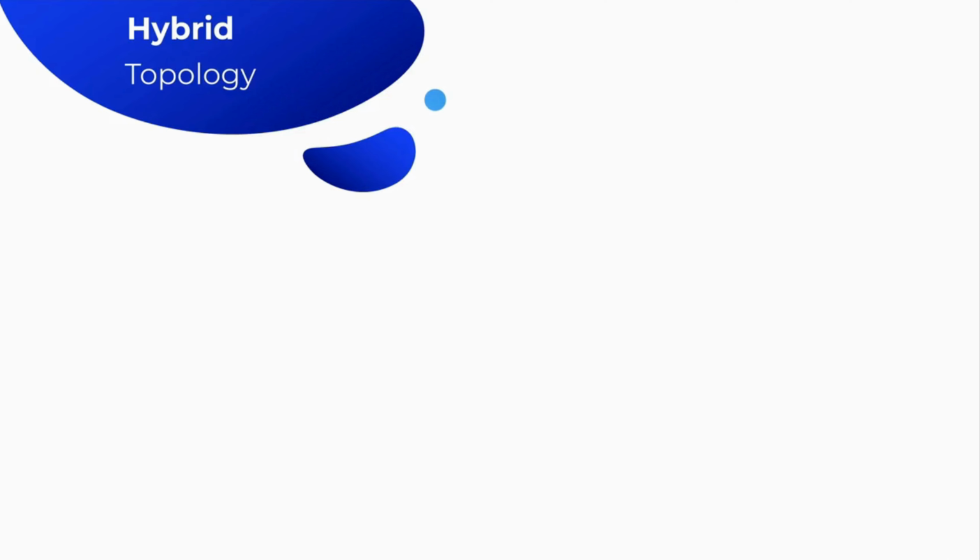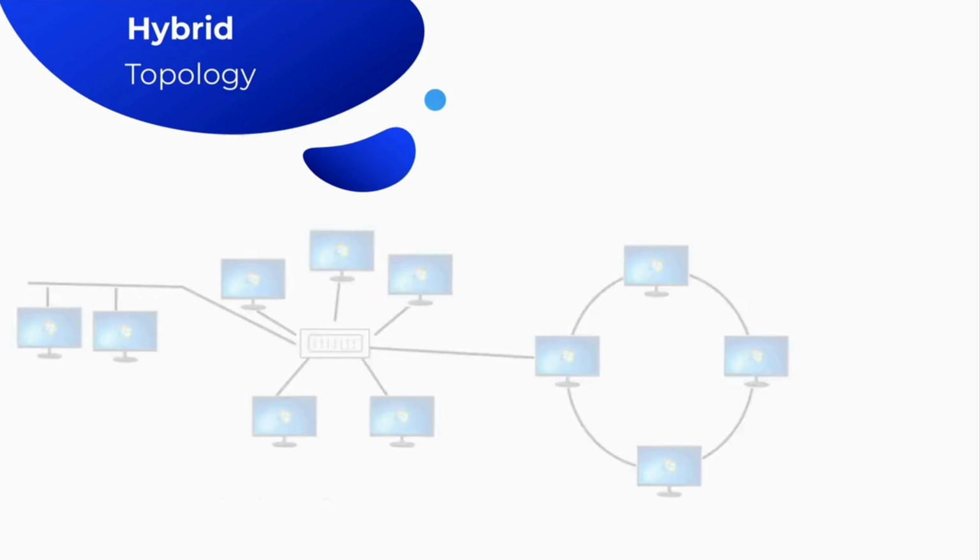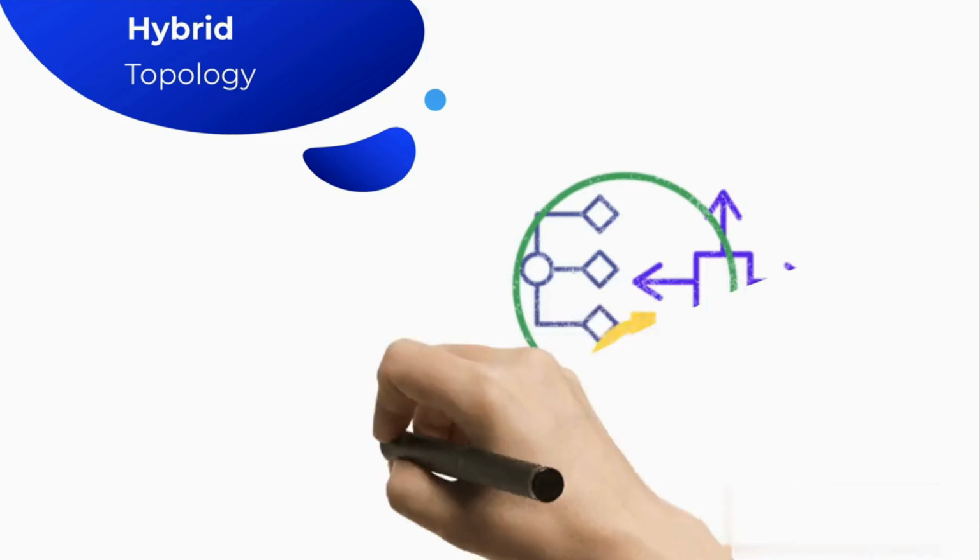Lastly, we have the hybrid topology. What is hybrid topology? Hybrid topology is a combination of two or more different types of topologies. It takes advantage of the strengths of each individual topology.